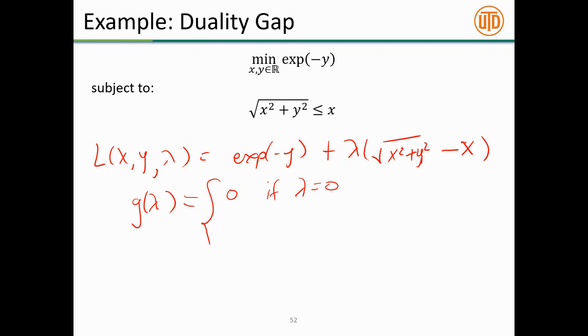Possibly. It might depend here, right? It's possible that it depends on the value of x. I mean, on the value of lambda, right?